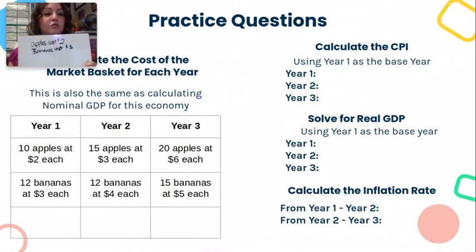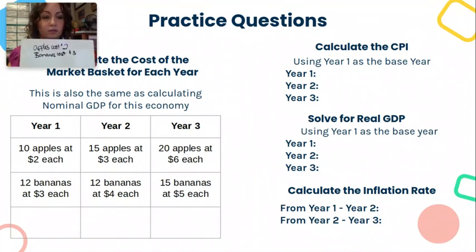Okay, so those are constant prices. Apples cost $2, bananas cost $3. And so to solve for real, you use the quantities of the year that it's asking for. So quantities of year 1 or year 2 or year 3, but we're keeping the prices at base year prices. That's going to remain constant. That's why real is called constant.